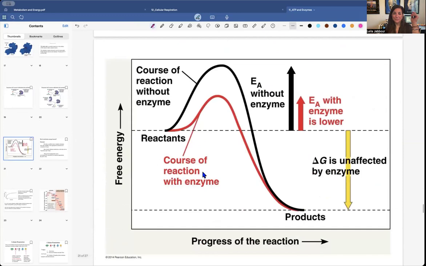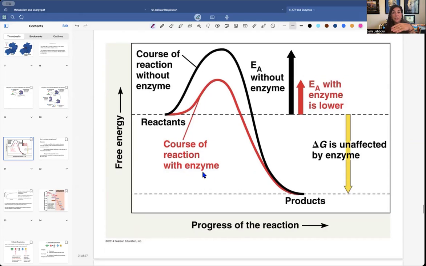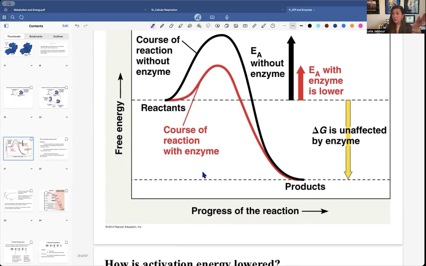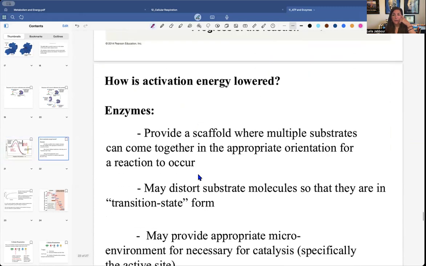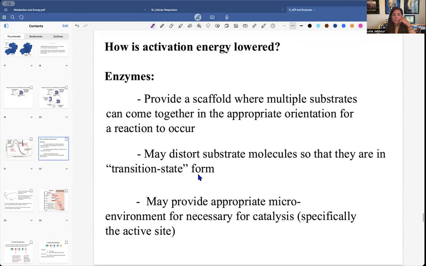Okay, so this is just a reminder of how it's doing that. It's doing that by lowering the activation energy, so there's not as much energy needed to conduct the catalysis. So how is that activation energy lowered? It's because of the scaffold, where multiple substrates can come together in the appropriate orientation for a reaction to occur, basically for that very tight, specific puzzle-piece fit, right?